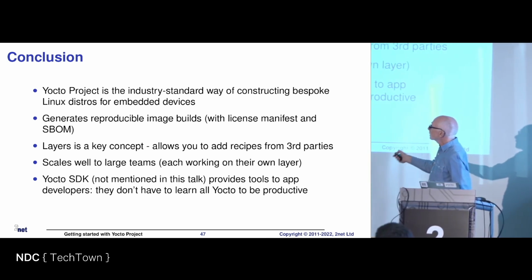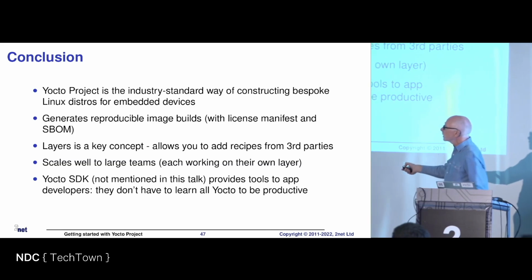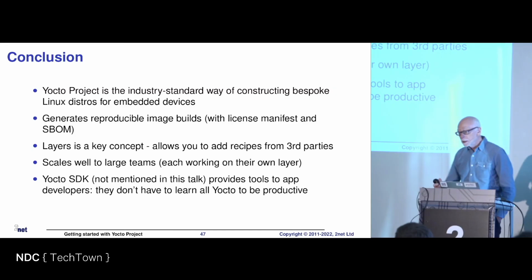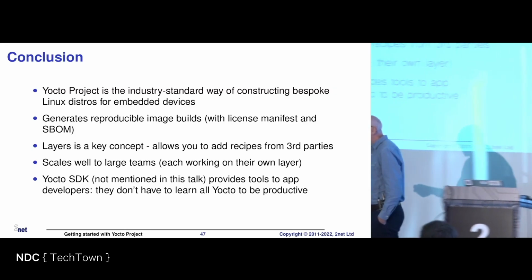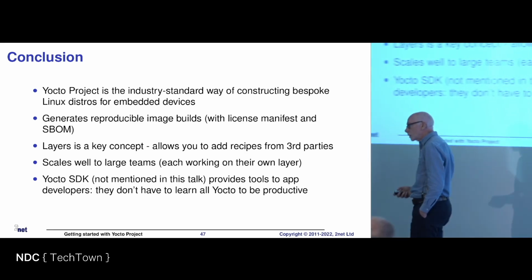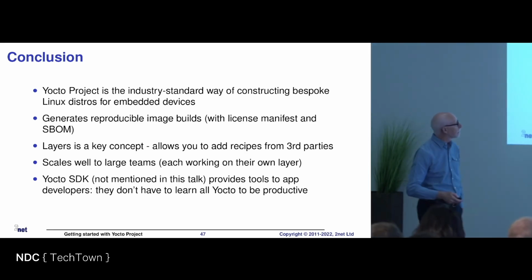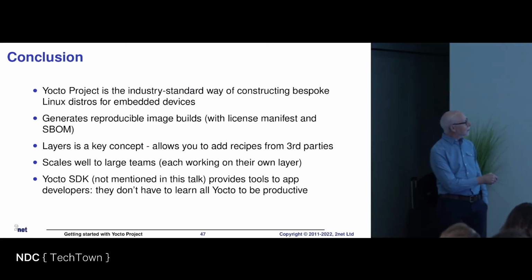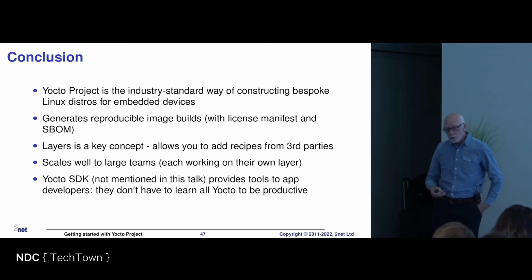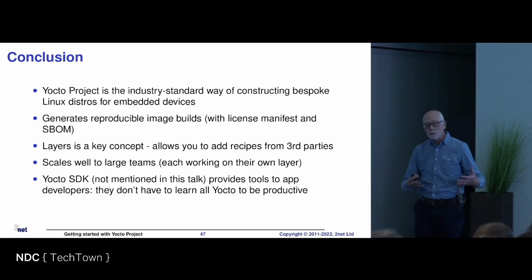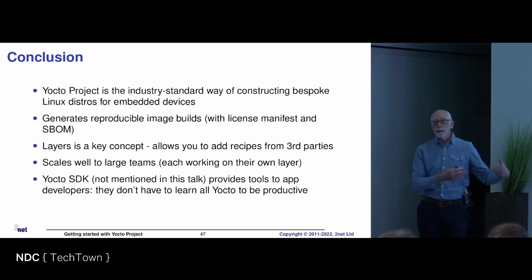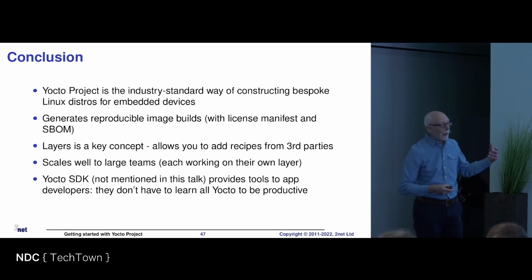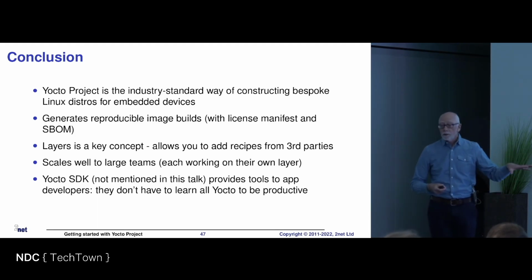Layers, a key concept, allow us to add recipes from third parties and also scale well to large teams. We can have multiple teams, each working in their own layer, and then they don't tread on each other's toes too often. Finally, I haven't mentioned SDKs at all, but you can generate an SDK from Yocto, which is essentially just the cross compilers and necessary libraries. And you can then give that to the people in your project who don't really care about Yocto and don't need to know about Yocto, but simply want to write applications in Qt or whatever for your target product.